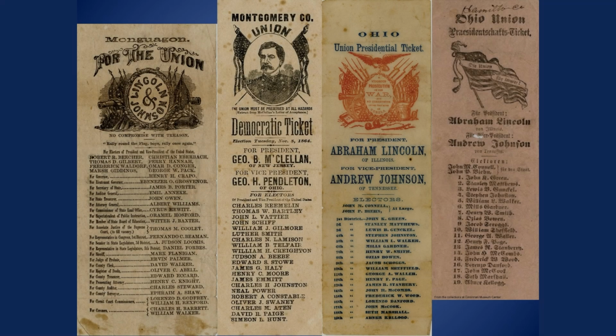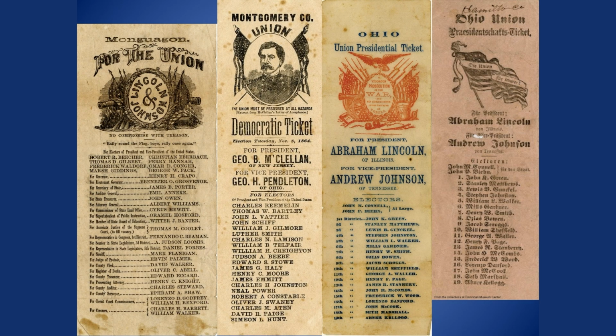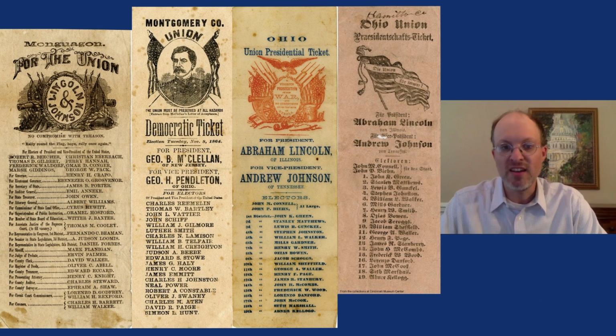I've put on the screen here 4 different images of ballots from the Civil War era. These are all from the election of 1864. And if you look at them, you'll notice that they're a little bit different from ballots today. Today, if you vote, you go to the election polling place and you get a ballot that's been provided by the local government. It's usually printed by the government or at least contracted by the government.